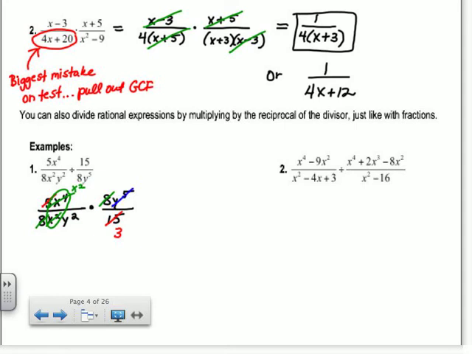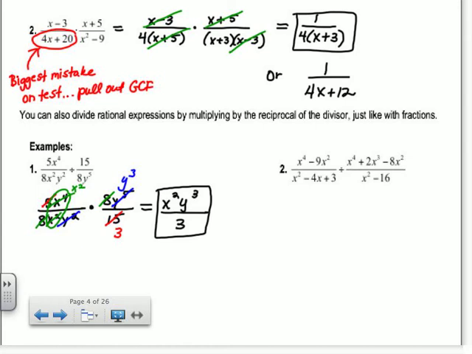Y to the fifth's on top, so that's going to be y to the third, and then nothing on the bottom. Okay, so when I multiply across, I have x squared, y cubed, and then everything's gone on the bottom except for 3. Okay, so that's how you got that.